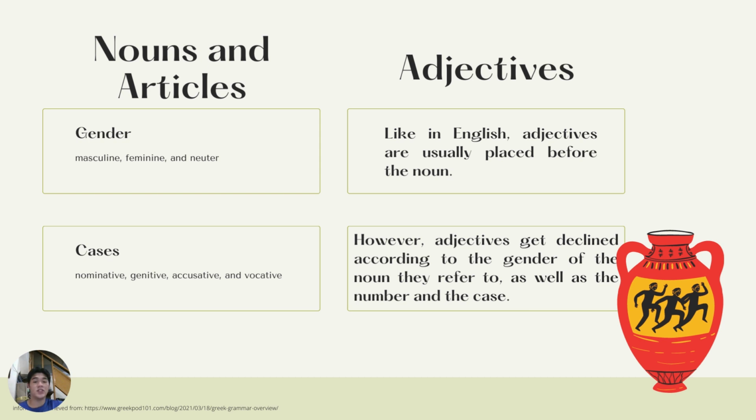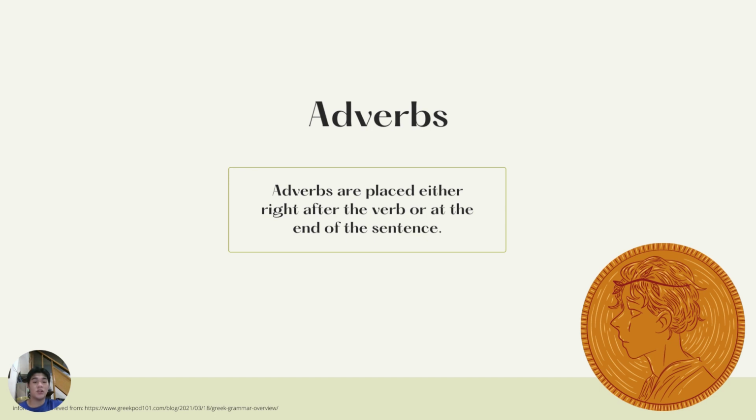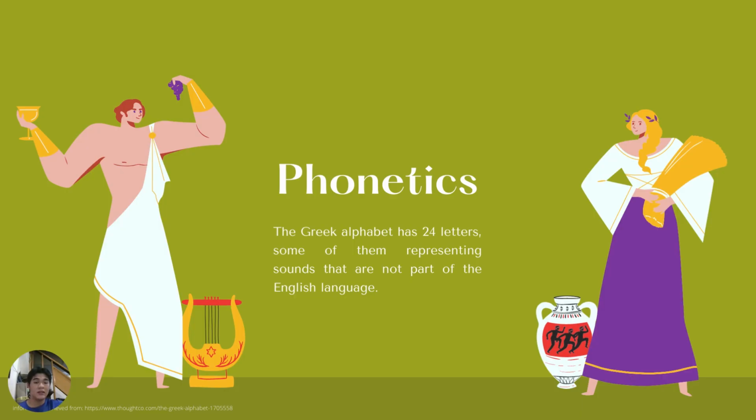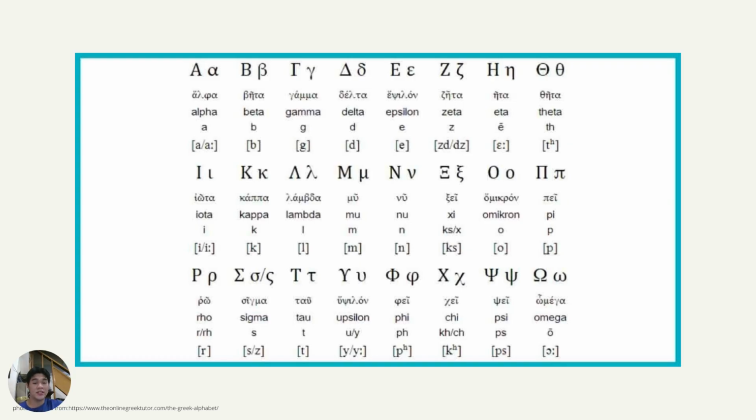Adjectives are placed before the noun, but they get declined according to the gender of the noun they refer to, as well as the number and the case. Adverbs are placed either right after the verb or at the end of the sentence. For phonetics, the Greek alphabet has 24 letters, some of them representing sounds that are not part of the English language. Here is an example so you can look at it online.